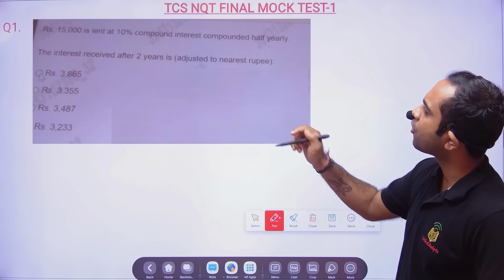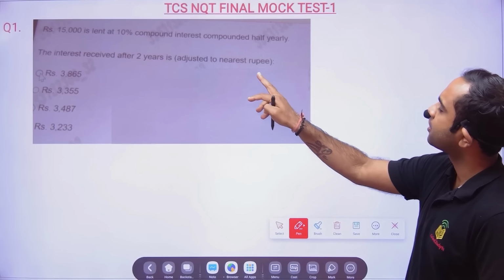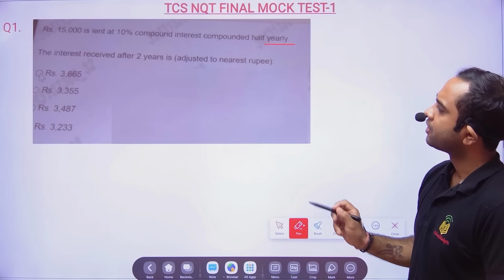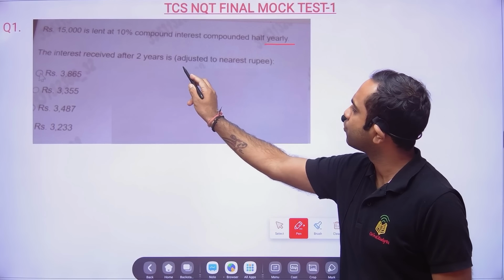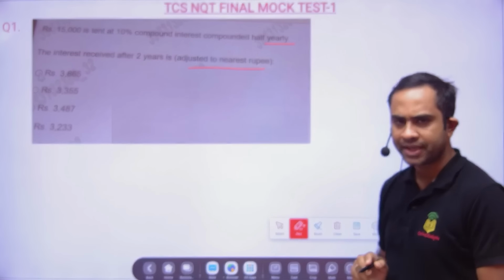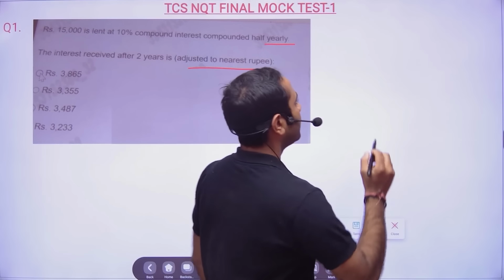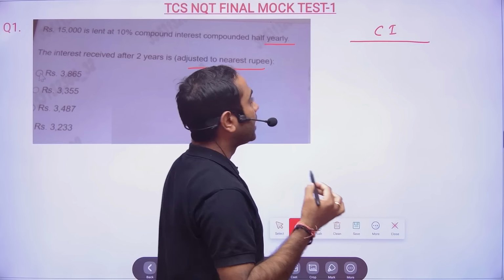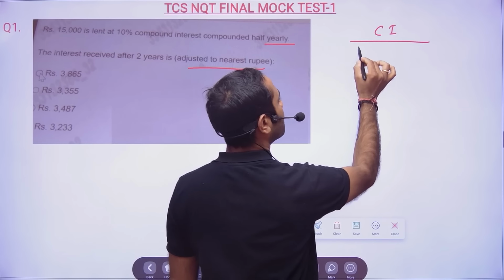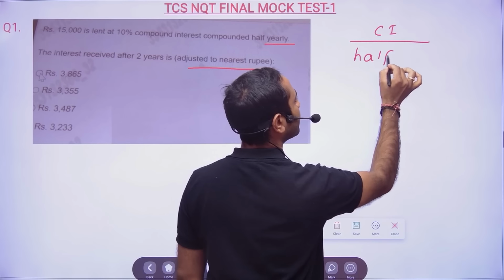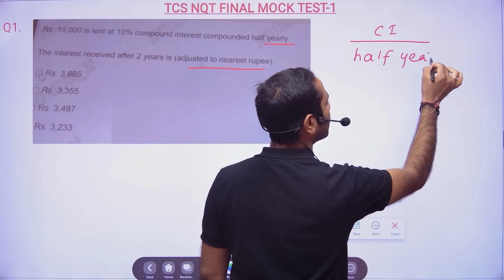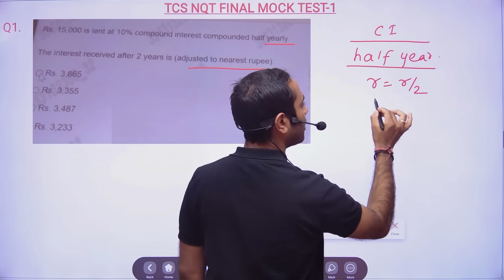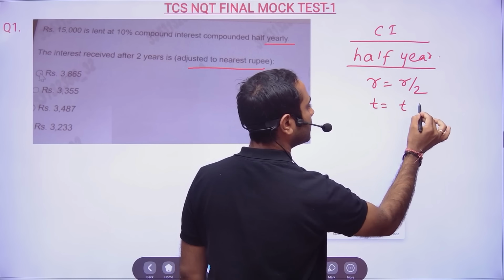Rupees 15,000 is lent at 10% compound interest, compounded half yearly. The interest received after 2 years is adjusted to the nearest rupee. Now, in compound interest, friends, if the interest is compounded half yearly, then your rate will become half and time will become into 2.